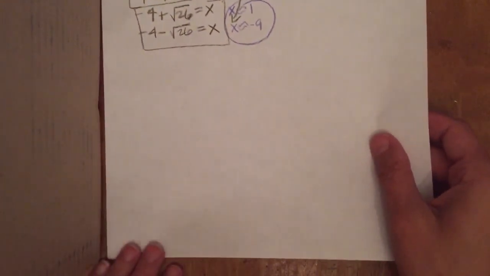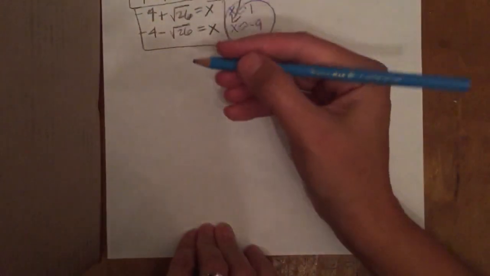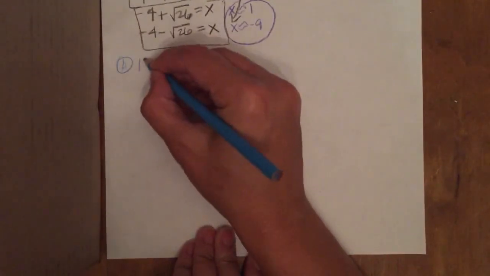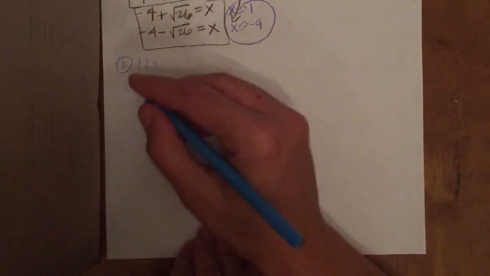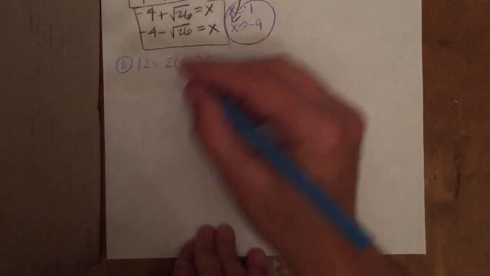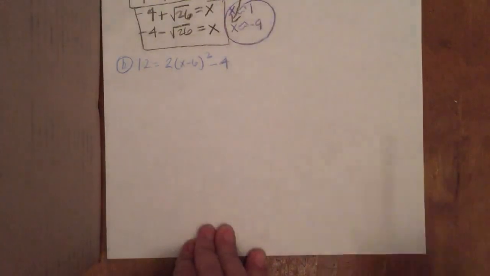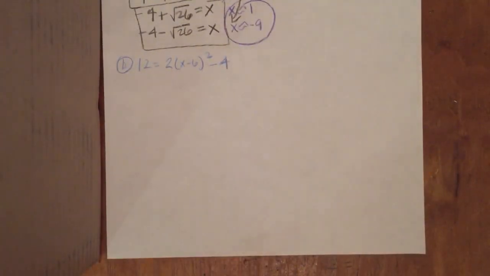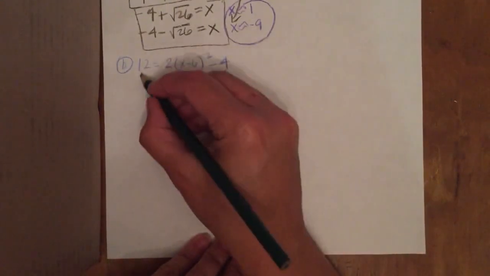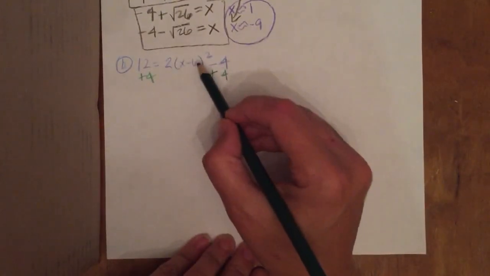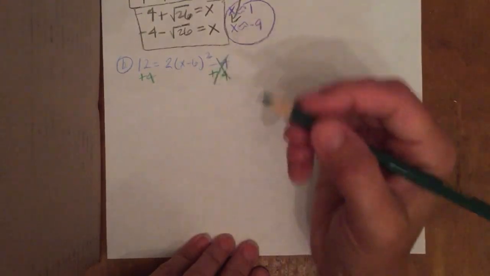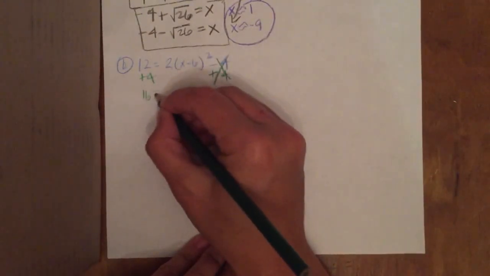Okay, so let's look at B. And this one has us solving 12 equals 2 times (x minus 6) squared minus 4. So again, my first step is going to be to get the values over here by themselves, so I'm going to add the 4. You cannot combine the 4 with the 6. The 6 is on the inside. You only do it once. 12 plus 4 is 16.